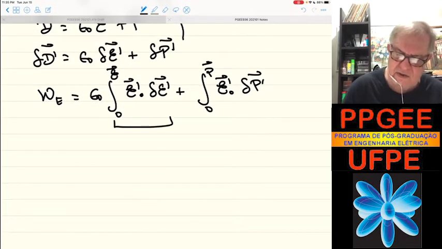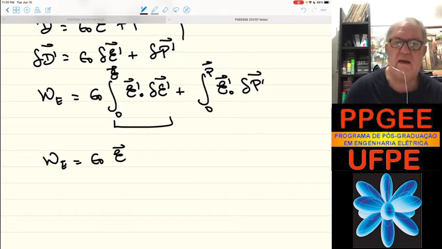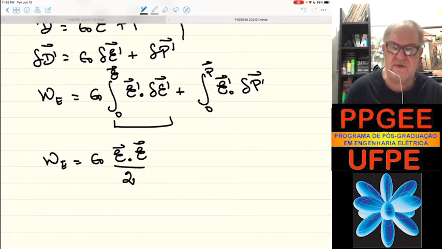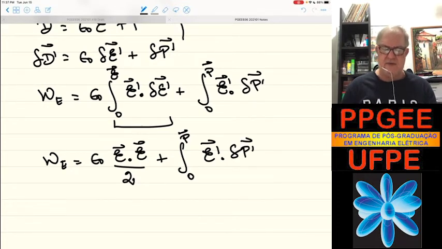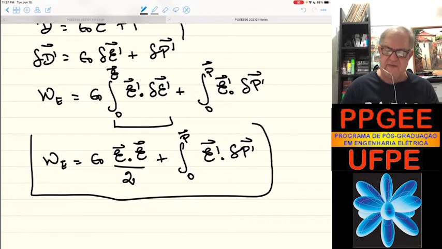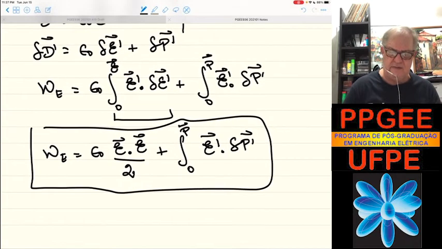So here the integral is going to be E squared over 2. So E, right? Final value. I'm going to write like this. E dot E, E squared, right? Over 2 plus this integral in state space, in which now you use P as the integration variable. So that's what we have. That's for the electric energy. Something similar is going to happen to the magnetic one.